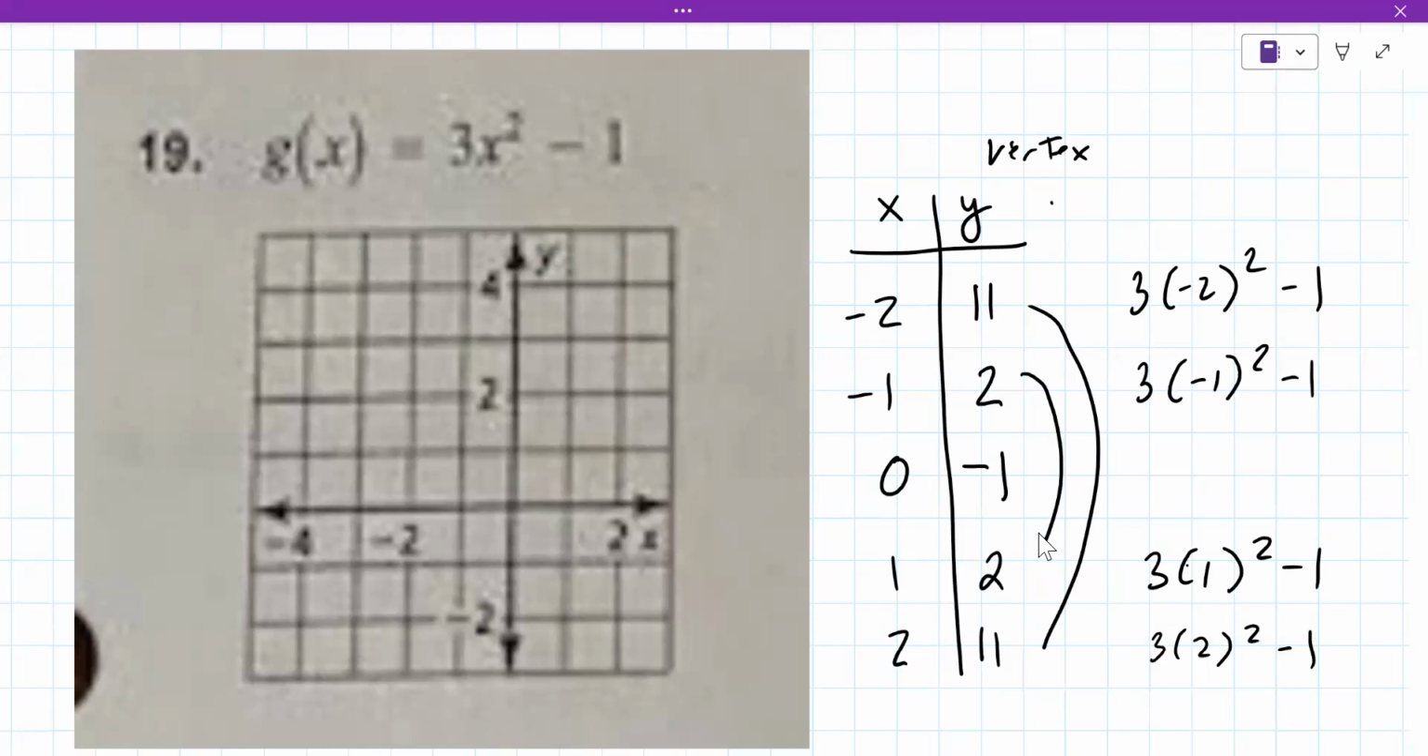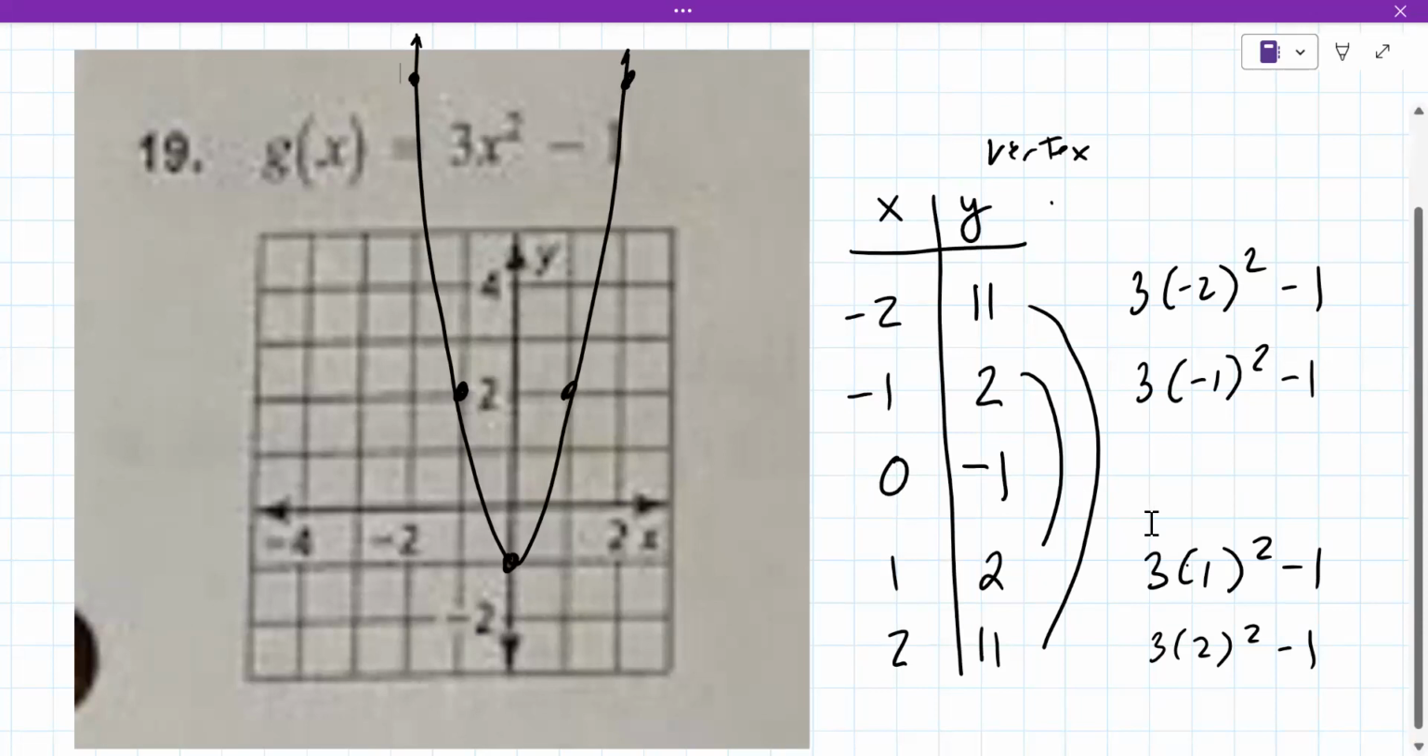Okay, so we're going to graph these points. Negative 1, 2, it's like there. I'm sorry, 0. I should have done that one for 0, negative 1, 1, 2, and then 2, 11. You can kind of estimate it up here if you want, but the graph looks something like this. Any questions on that?